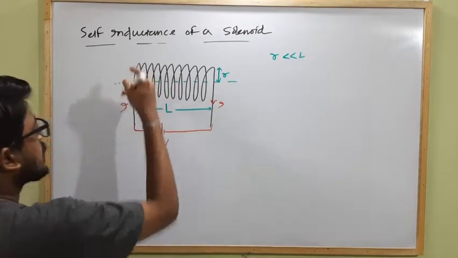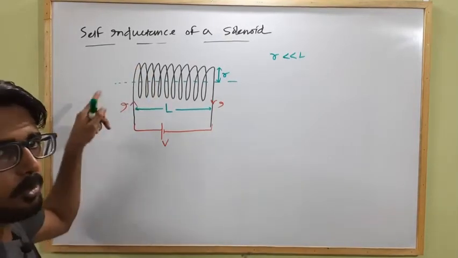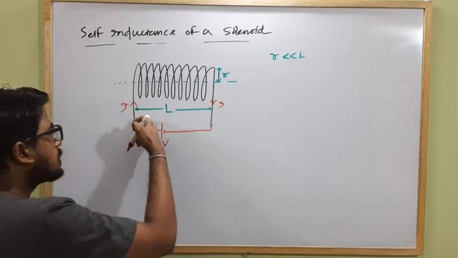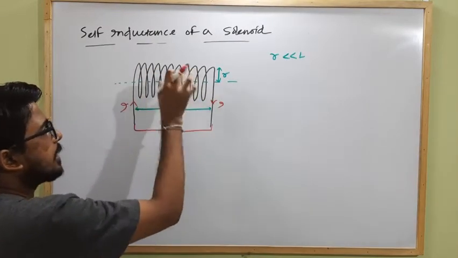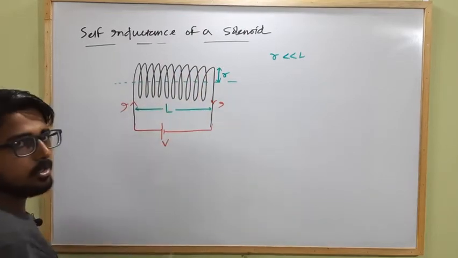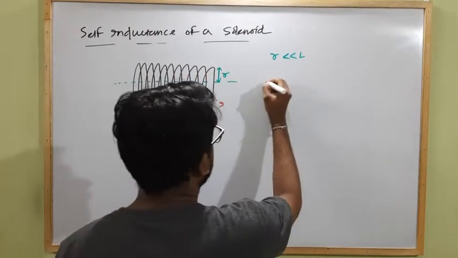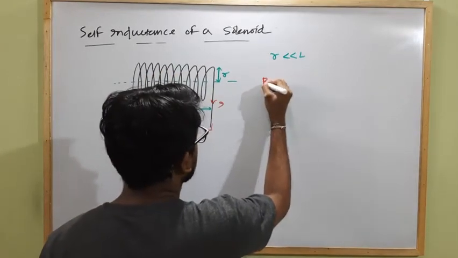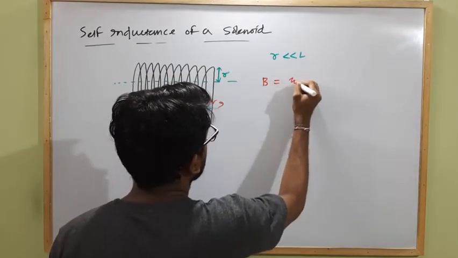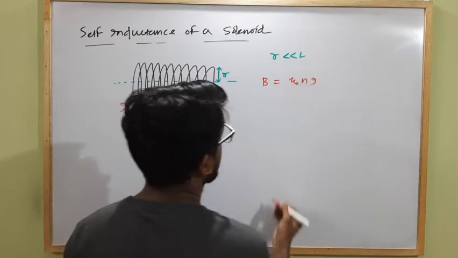When we connect it across an external source, it will draw some current I, due to which there will be an induced EMF produced in it. As the current I starts flowing through this solenoid, a magnetic field is produced. For an ideal solenoid, the magnetic field produced within the solenoid is B equal to mu naught N into I.